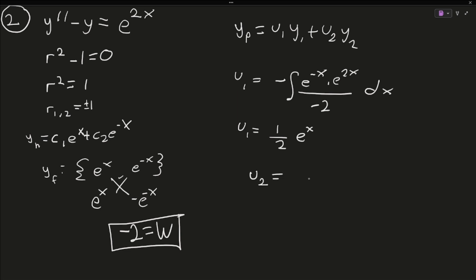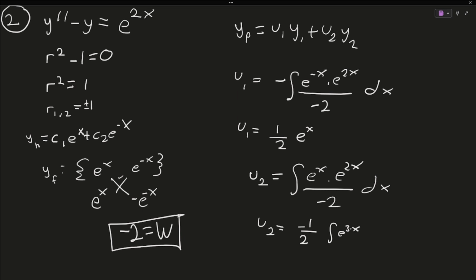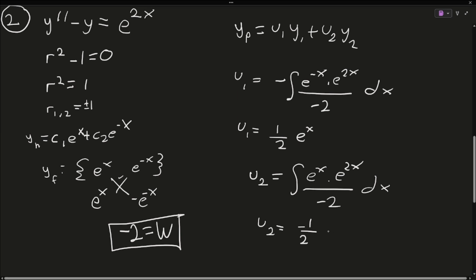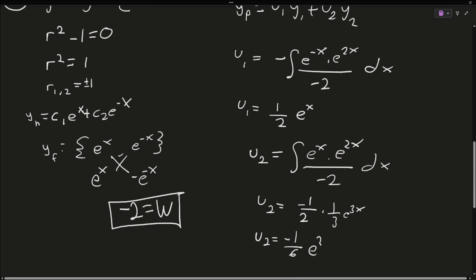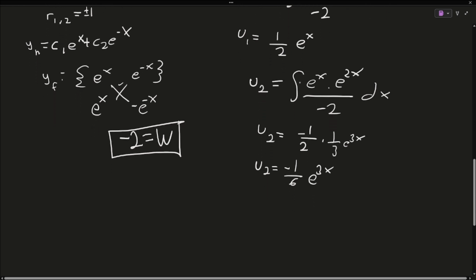And if we want to find u2, it will be the integral of y1, e to the x, multiplied with the non-homogeneous part divided by the Wronskian, and u2 will end up being negative 1 over 2 integral of e to the 3x. However, the integral of e to the 3x is just 1 over 3 e to the 3x, and therefore our u2 will be negative 1 over 6 e to the 3x right here. So we would have both u1 and u2, and we have our fundamental set of solutions.